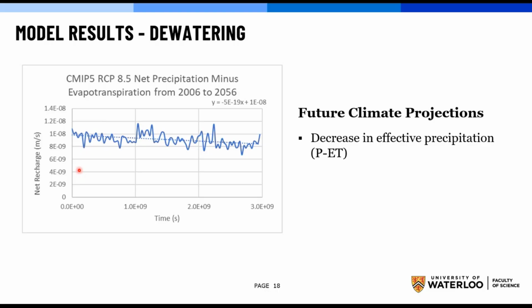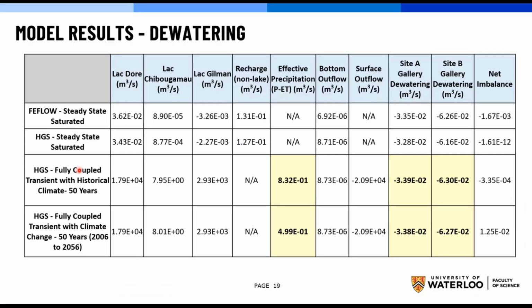So you'd think that if you're decreasing the amount of water coming into the basin, decreasing that effective precipitation, the next step is that you would probably have to decrease your dewatering. However, what we found is not the case. And again, that goes back to the information that we're getting from that fully coupled model, with the importance of these large water bodies and how they're bringing a lot of that water in.